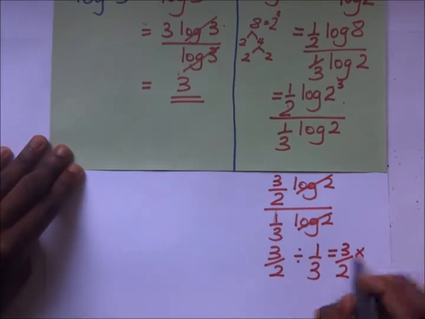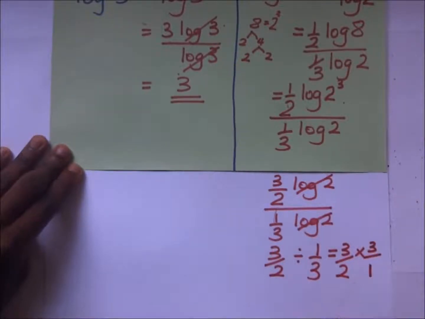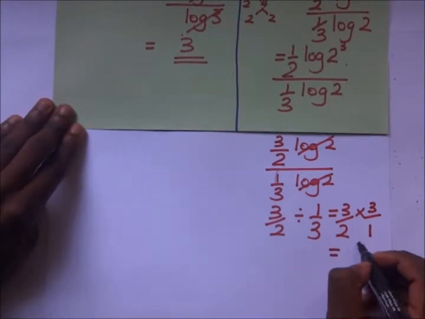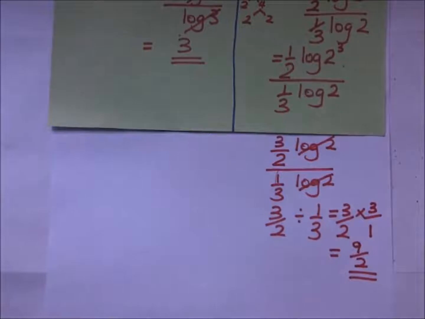times 3 over 1. And definitely our answer here will be 9 over 2. This brings us to the end of this worked example.